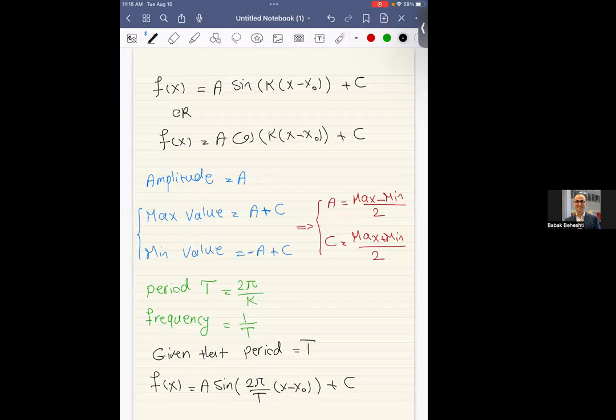Okay, so when you have f of x equal to a times sine of kx, or more generally a times sine of k times (x minus x0) plus c, the period is 2 pi over k. The period is 2 pi over k. That means you can write your function in terms of the period T as f of x equal to a times sine of 2 pi over T x. Is this clear? Any question?